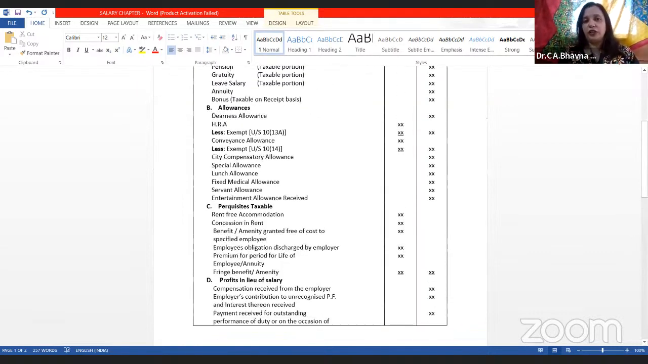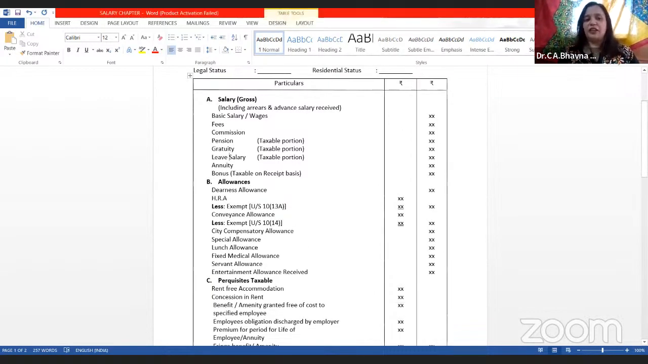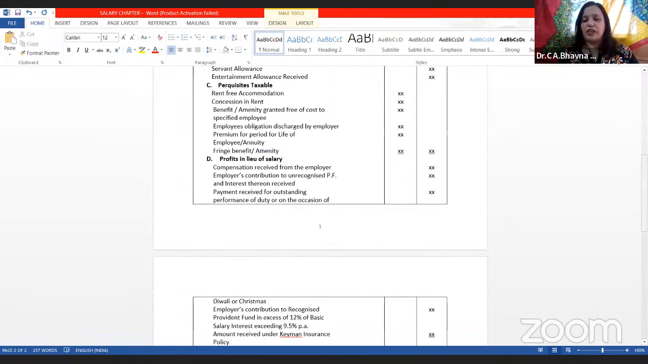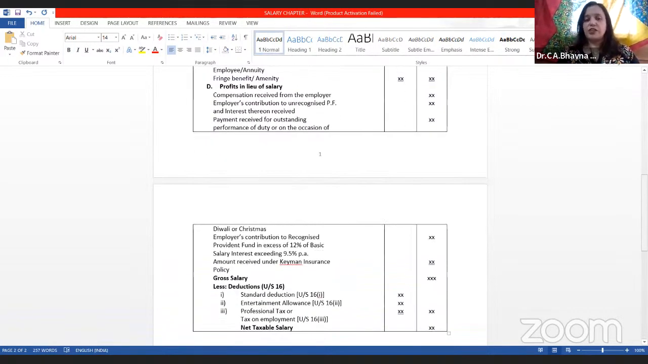So just in a nutshell, in salary, we have basic salary, fees, commission, pension, leave salary, annuity. These are the various allowances and these are the taxable purposes. Then 3 deductions: standard deduction, entertainment allowance, professional tax, which is also called tax on employment. Whatever answer you get, that would be net taxable income from salary. Now, this is the first source of income. I have gone through all the points which can come under income from salary. I don't expect much more than this pro forma from income from salary.